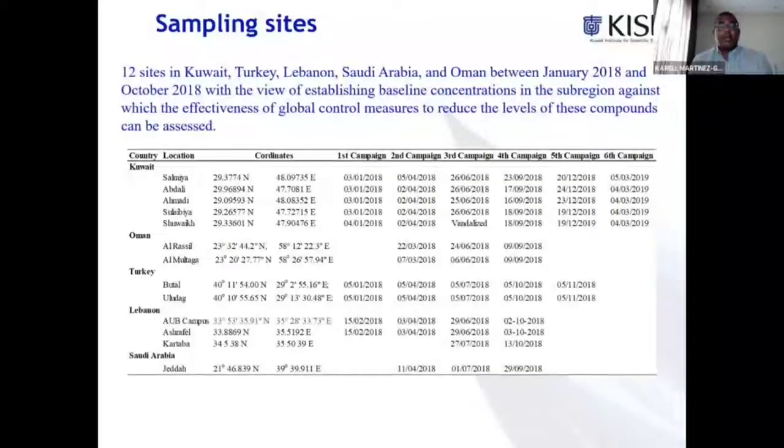We tried to involve the 12 countries that we serve in our regional center, but it really was kind of difficult. We even sent samplers to different countries that in the end did not reply to us. So finally, we got 5 countries participating in this project with 13 sampling sites, including Turkey, Lebanon, Saudi Arabia, Oman, and Kuwait. You can see the sample sites in this slide, and the samples were collected between January 2018 and October 2018.